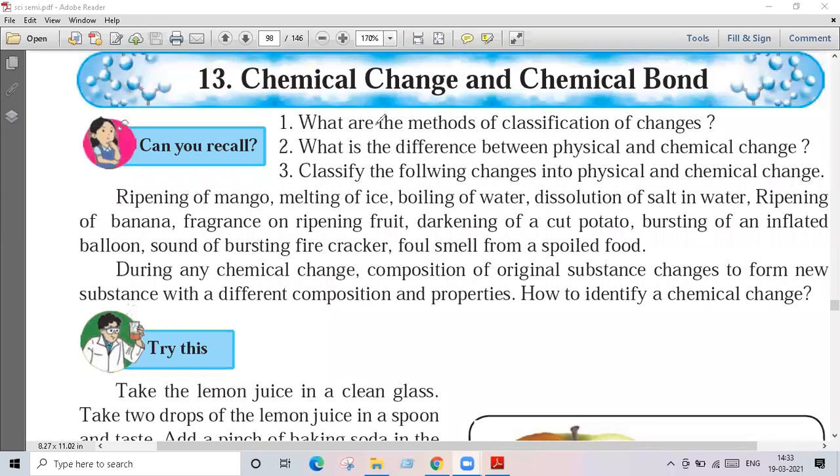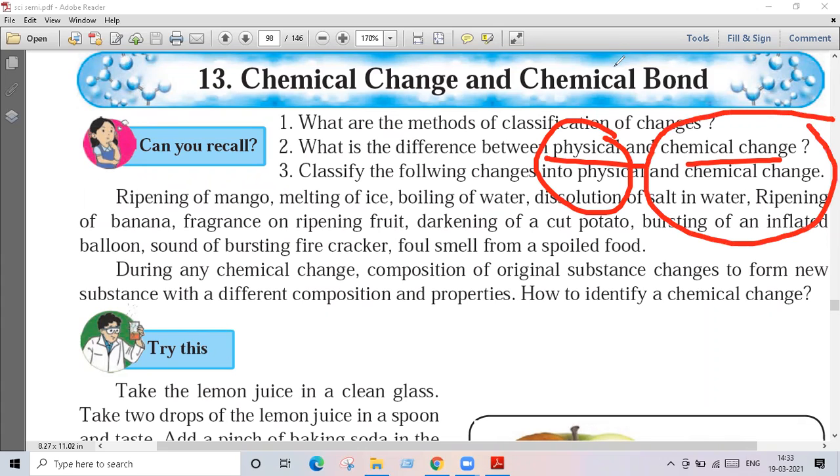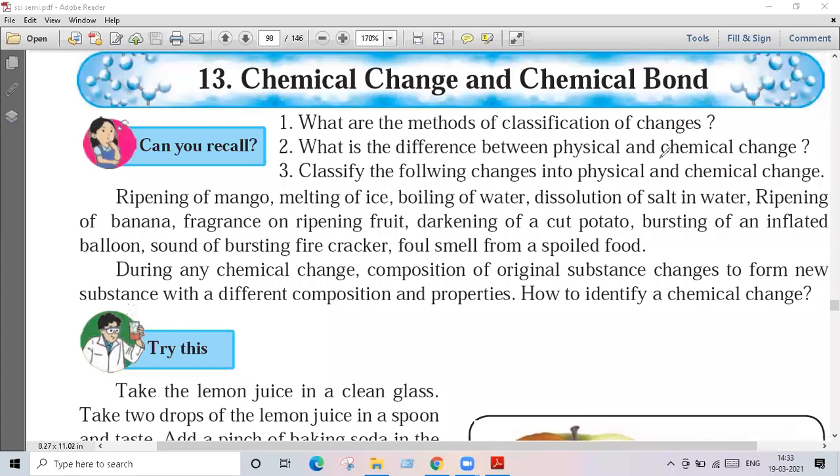Let's see it once again. Now, what are the methods of classifying changes? Difference between physical and chemical change. Can you recall? You have already done this before, right? Now, the difference between physical and chemical change is that in a physical change there is no new substance formed. And in a chemical change there is a new substance formed.